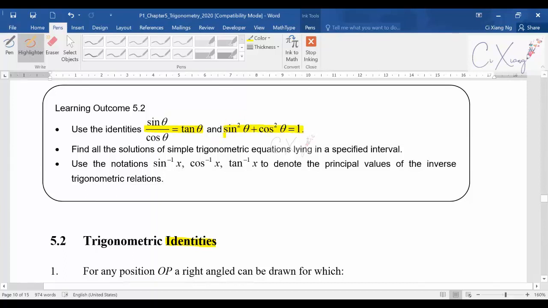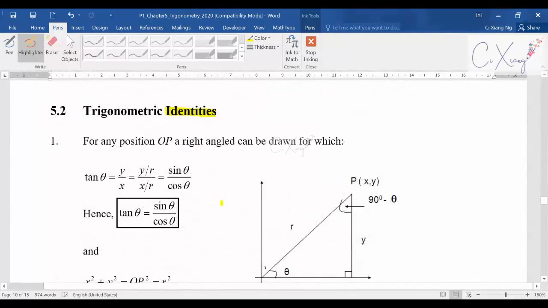You will see that for the AS syllabus, the trigo identity is quite simple. They only include these two. If you learn something like the double angle formula or the compound angle formula, all those things will be covered in the A2 syllabus later. So for AS, it is quite basic. To me, I think it's quite simple. Okay, so let's have a look at the identities here.